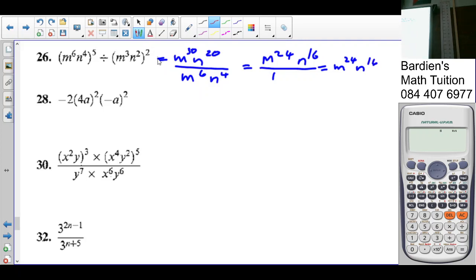So look at the next one. Exponents first. So it's negative 2 times 4 squared, 16a squared times positive, because it's even exponent, positive a squared. So it's straight multiplication now. What's negative times positive times positive? Negative. Remember, there's no sign, it's a positive. So it's going to be negative 2 times 16, 32a.